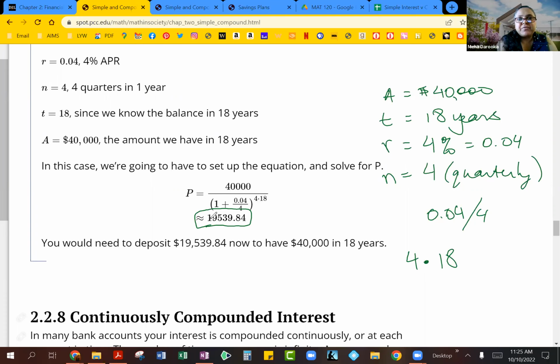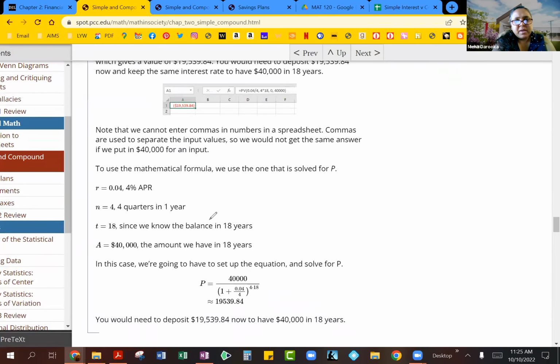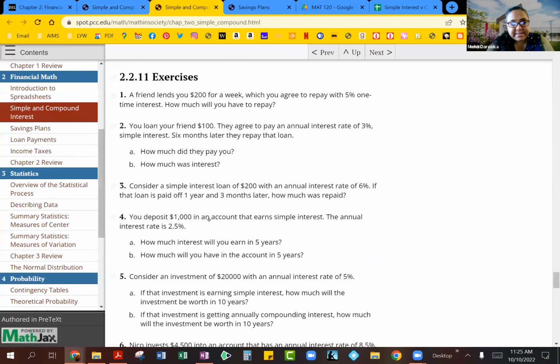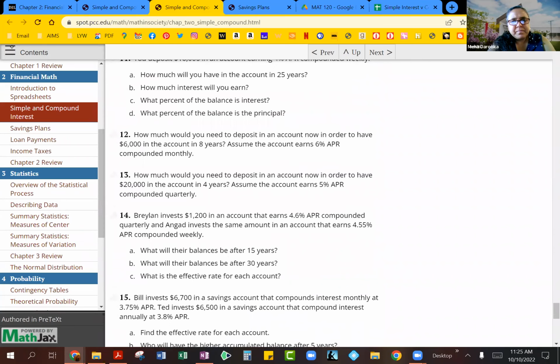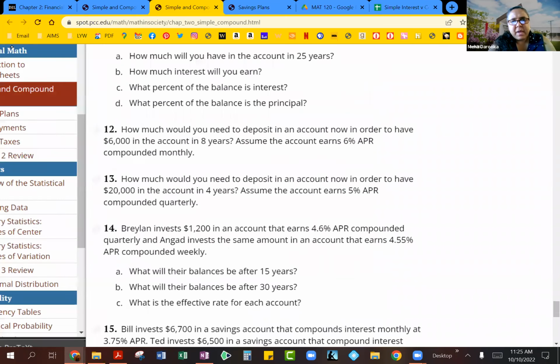So again, we're going to try and do this both ways, but just using Google Sheets to help us do the calculation for us. So let's pick an example over here. And we're trying to find the present value. So let's see. How about number 12?